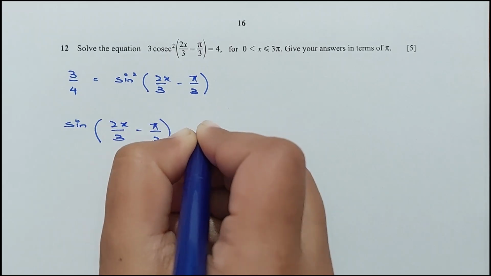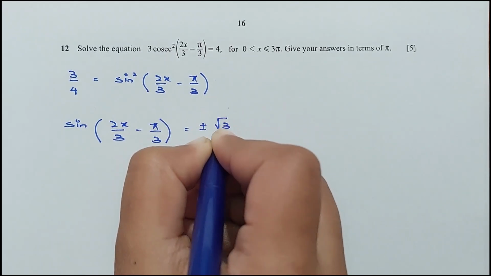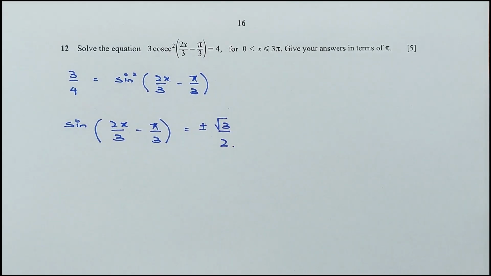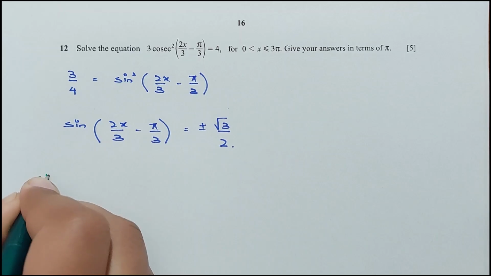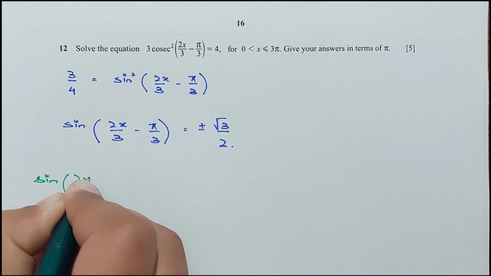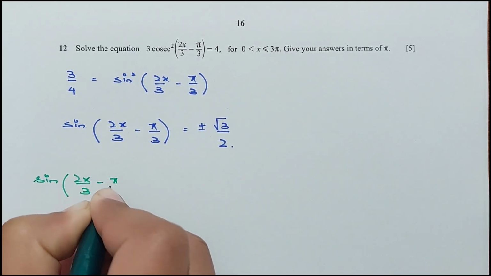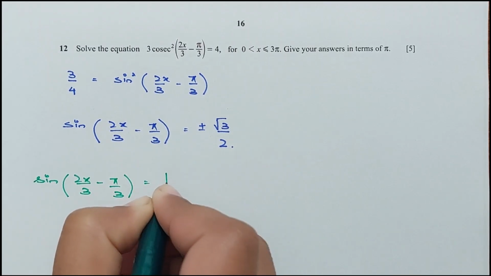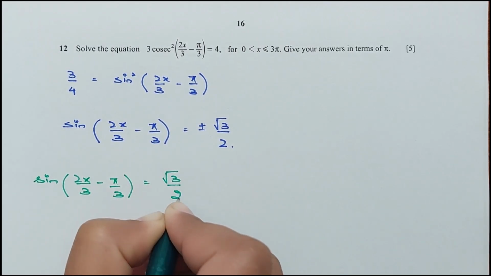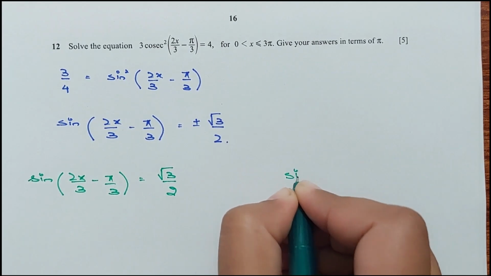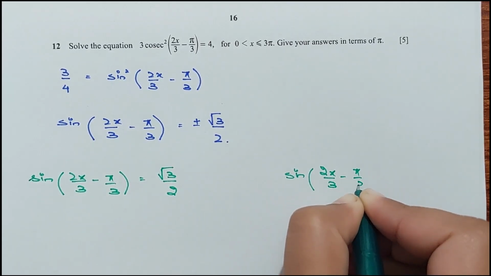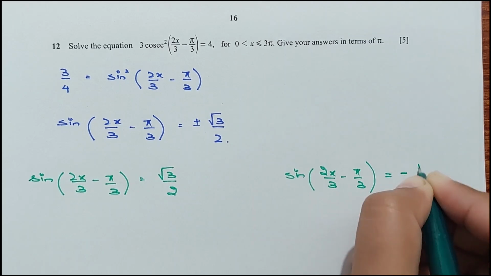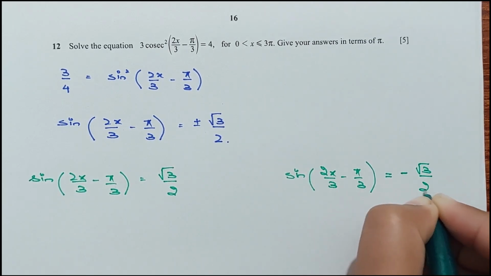This should be equal to plus minus square root of 3 over square root of 4, which is 2, right? So we have two cases, a positive one and a negative one, right? So let me solve with the positive one and the negative one. So sine of 2x over 3 minus pi by 3 is square root of 3 by 2. And the other is sine of 2x over 3 minus pi by 3 is negative square root of 3 by 2, right?